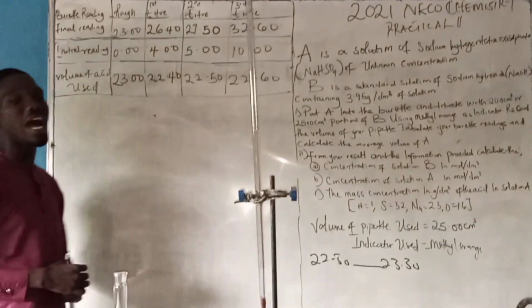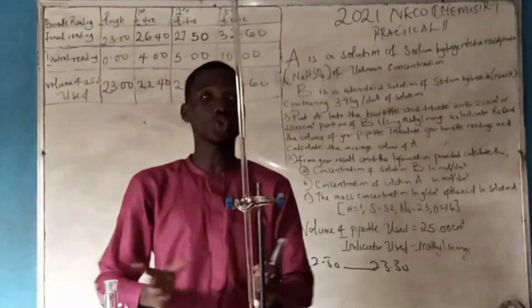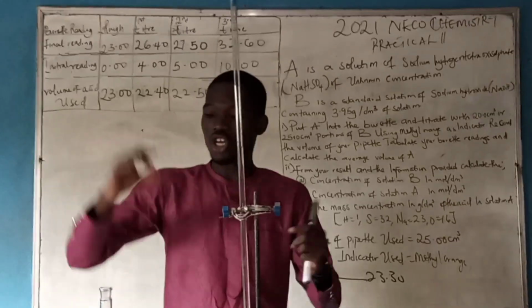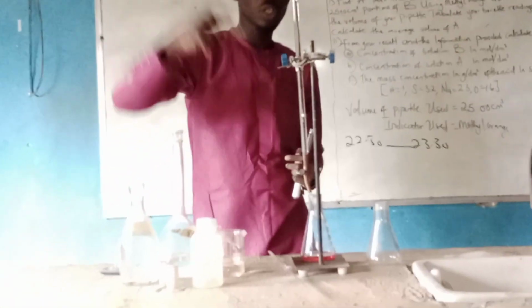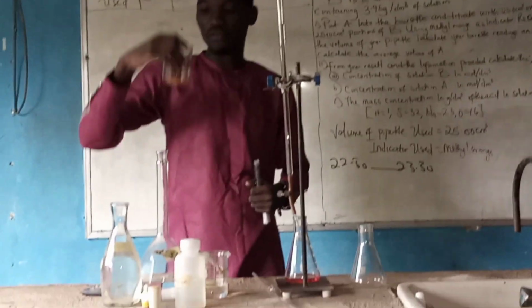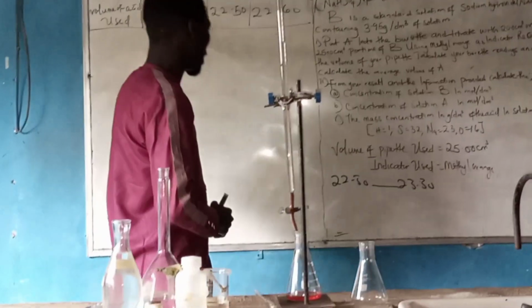The first thing to carry out is your rough titer. And provided you have yours, choose solution A and solution B. This is our solution A and this is our solution B. What you have here is a well-prepared methyl orange. So now, let's move to the calculation part.